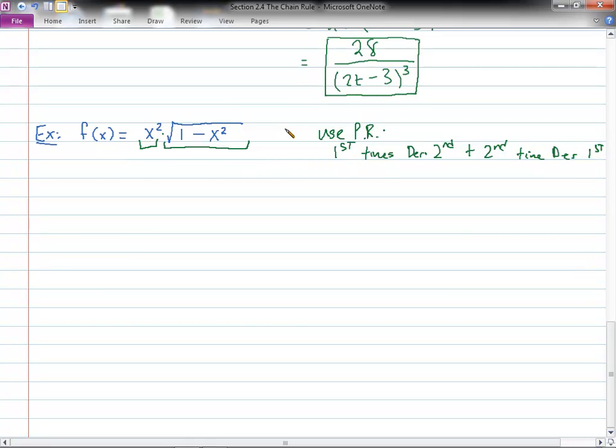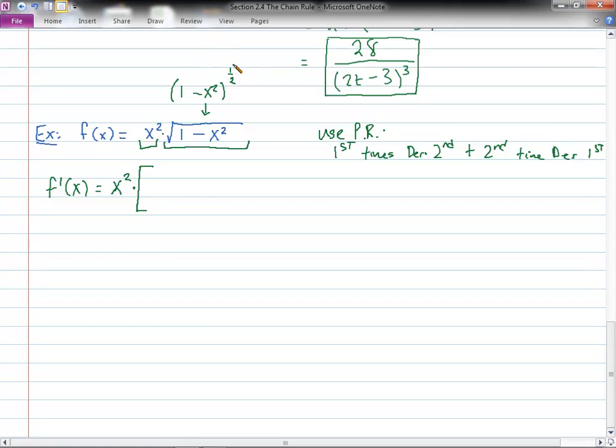All right, so let's do the first times the derivative of the second. So the first is x squared times now the derivative of the second. So I'm going to put this in a bracket here. So notice this guy right here, this second one, is actually 1 minus x squared to what power? Square root is the same thing as 1/2. All right. Anytime we take derivatives of square roots, we have to remember that square roots are 1/2 powers.